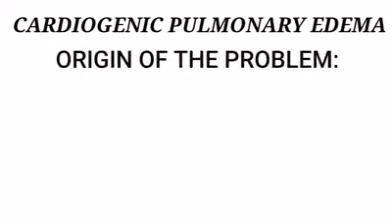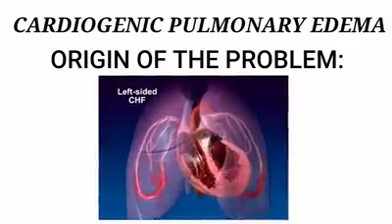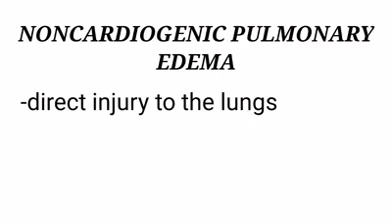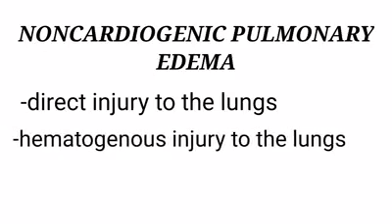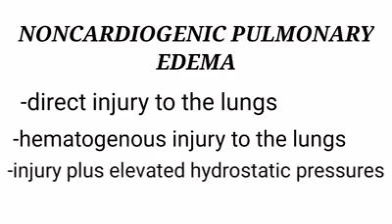In cardiogenic pulmonary edema, the origin of the problem is from the heart, while in the non-cardiogenic pulmonary edema, it may be due to direct injury to the lungs, such as trauma, aspiration, and even smoke inhalation. Then next is when there is a hematogenous injury to the lungs, or when there is a spread of infection into the bloodstream which later affects the lungs, such as sepsis, pancreatitis, and even multiple transfusions and cardiopulmonary bypass. And third is the injury, or when there is an elevation of hydrostatic pressures inside the lungs.